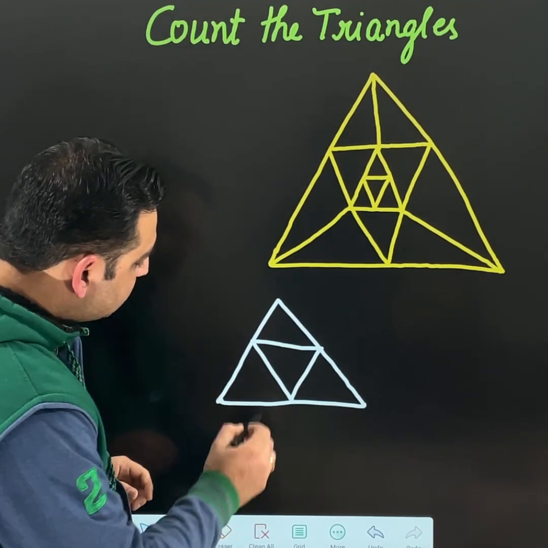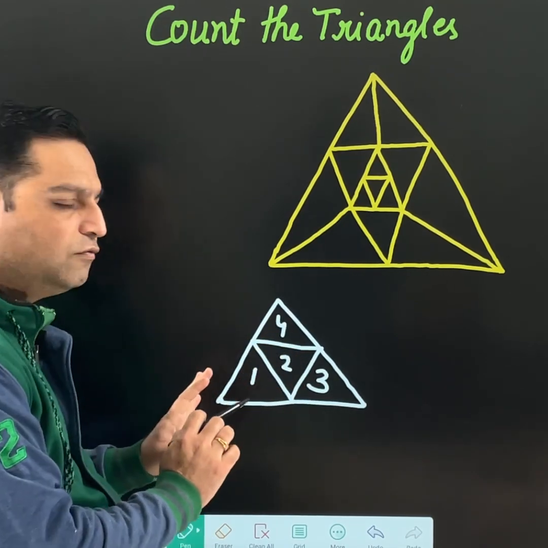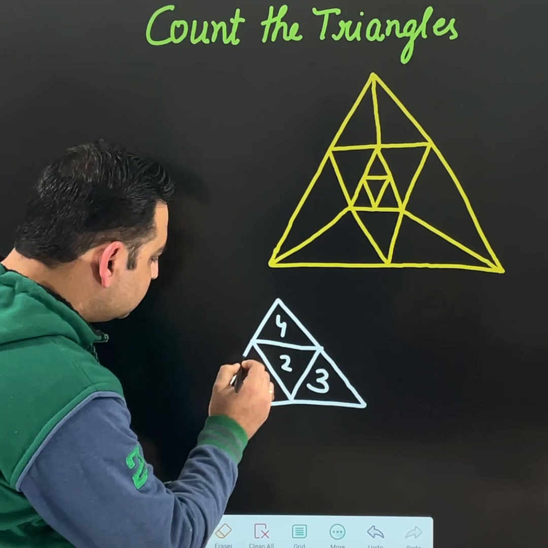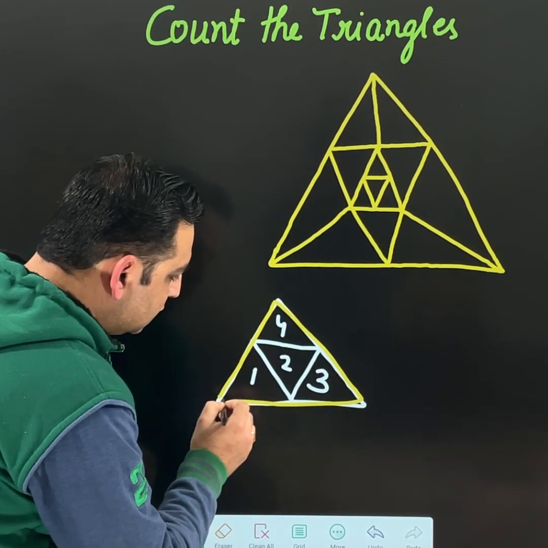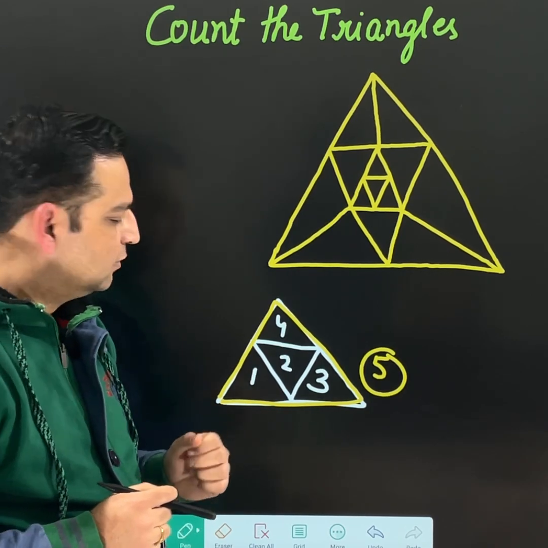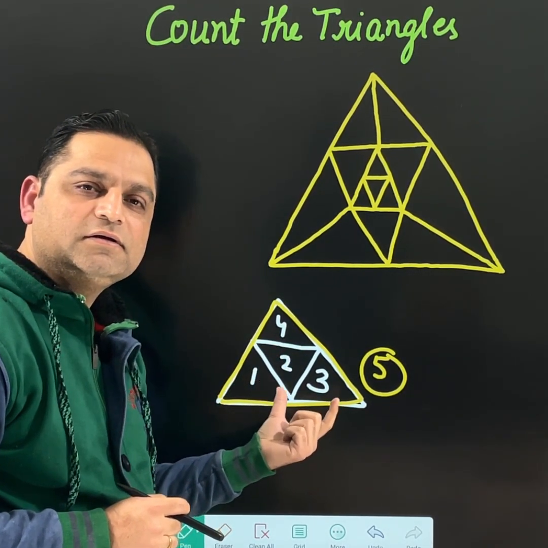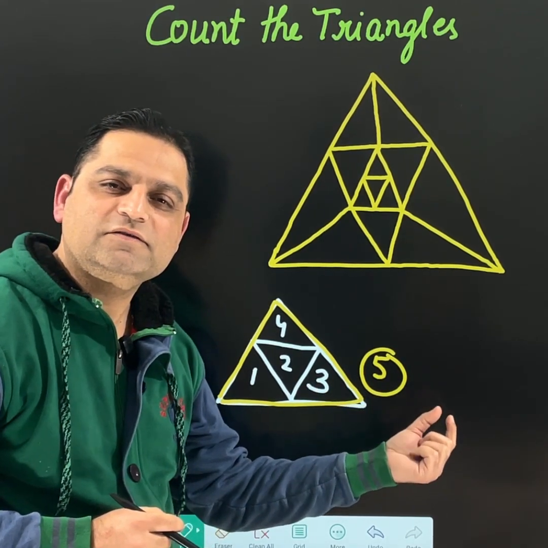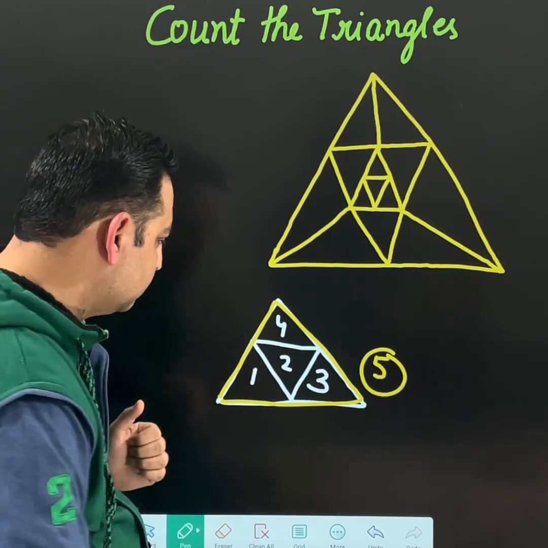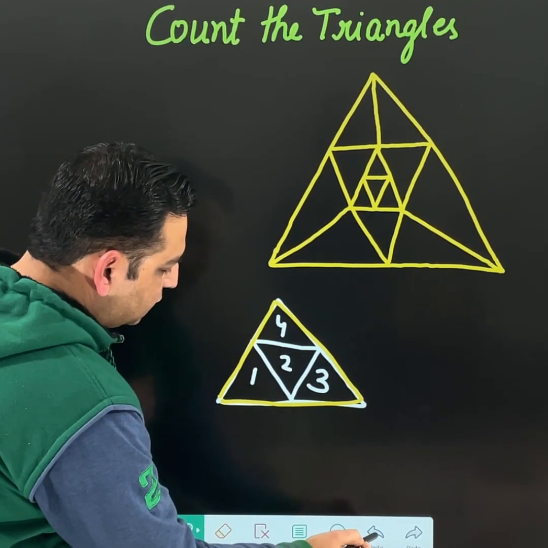See, I can clearly see this is one number, two number, three number, four number. Four triangles are clearly visible, and this is the fifth one. That means what we will remember: if one triangle is there within another triangle, the total number of triangles it makes is 5. Right? This concept is very important. Okay, I have learned that there are 5 triangles here.